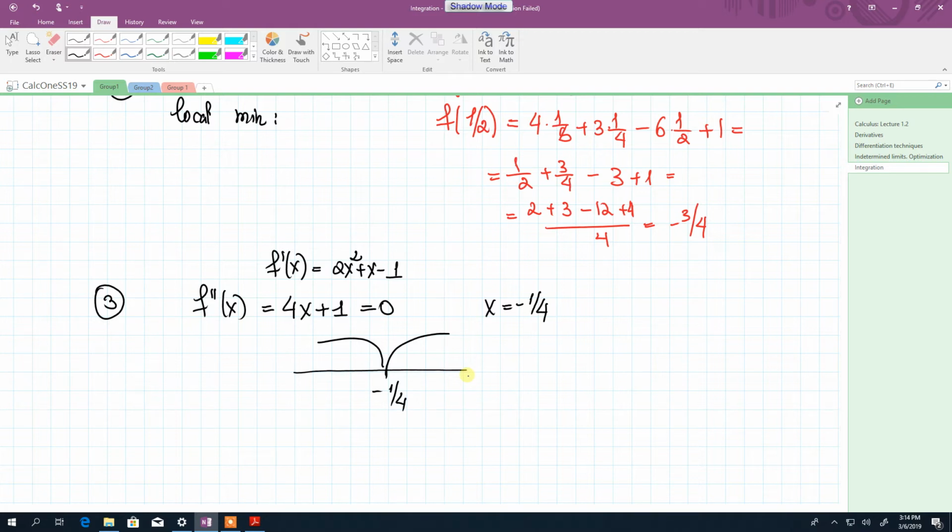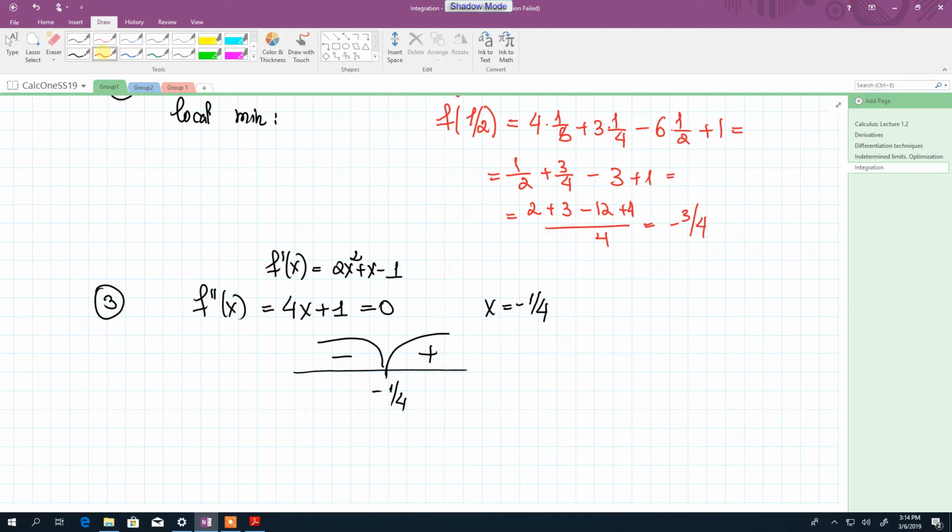What kind of number can I choose? For example, 0, right? If you put 0, this is 1, which is a positive number. So that is why this region will be plus, and this region will be minus, okay? So this region is plus, this region is minus. Now, what I can do is put the critical points here, on the same interval.